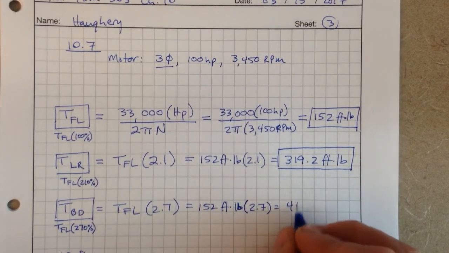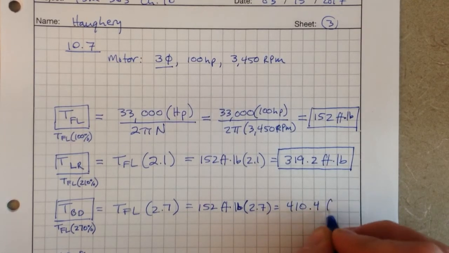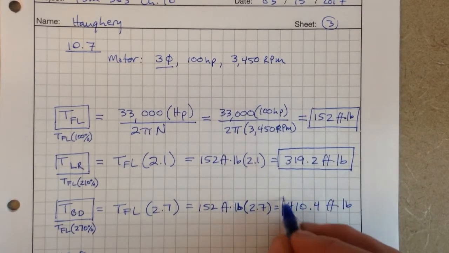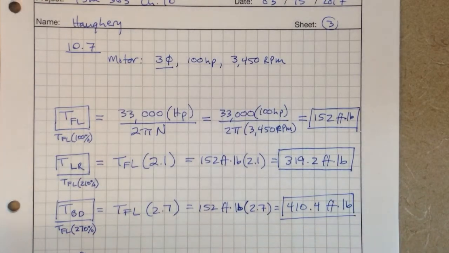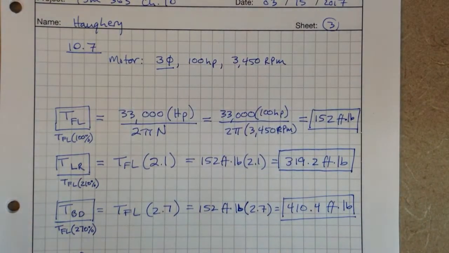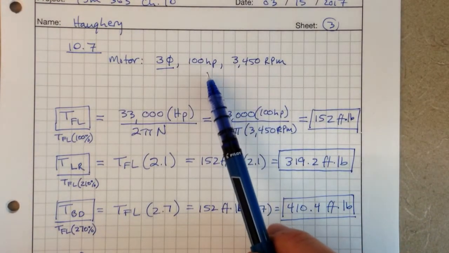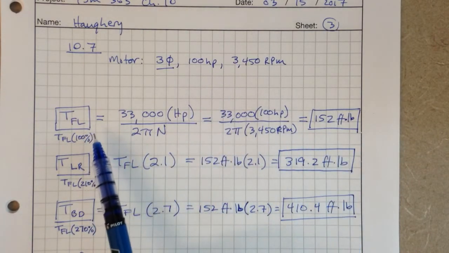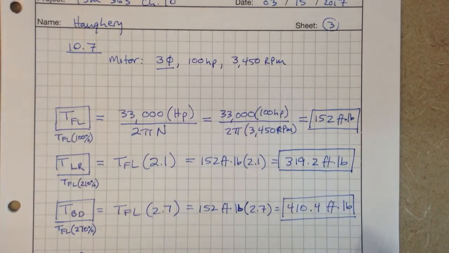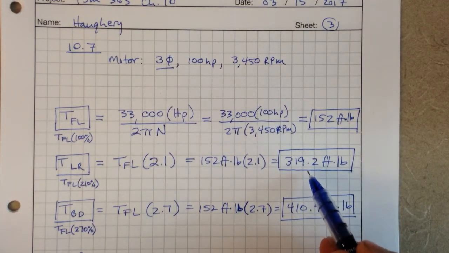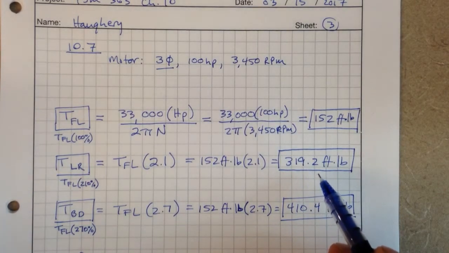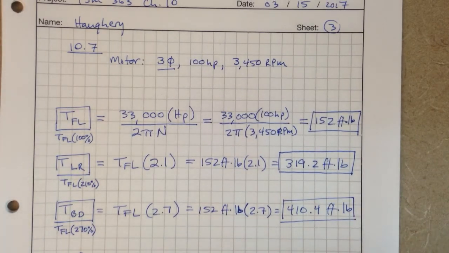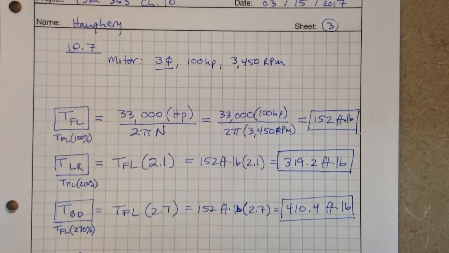And that's our 410.4 foot-pounds. So when we're looking at motors, and we say, okay, this motor is 100 horsepower, this is the torque it's going to produce when it's fully loaded. It will not drive a load that's beyond 319.2 foot-pounds of torque. It will lock up at that point and stop spinning. Okay? So if our load is beyond that, it's going to lock up.